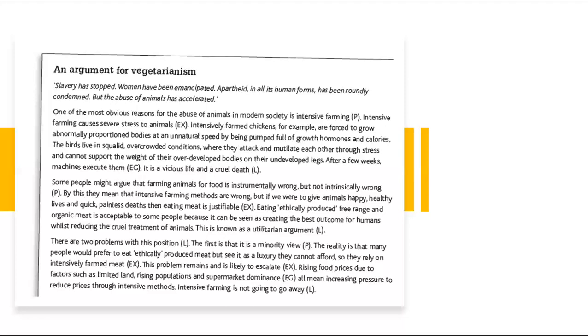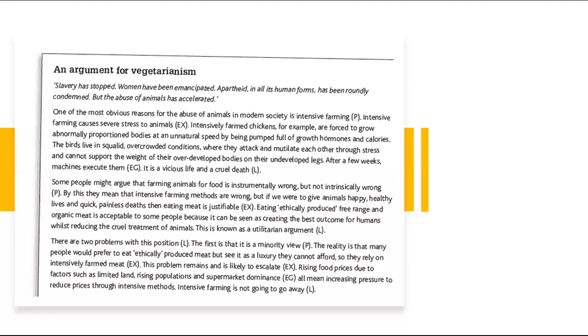There are two problems with this position. There's your link to the above. The first is that it is a minority view. There's your point. The reality is that many people would prefer to eat ethically produced meat, but see it as a luxury they cannot afford, so they rely on intensively farmed meat. There's your explanation. This problem remains and is likely to escalate. Example.